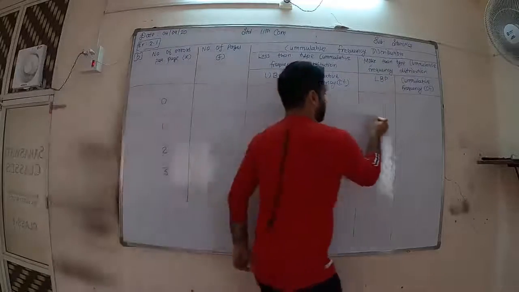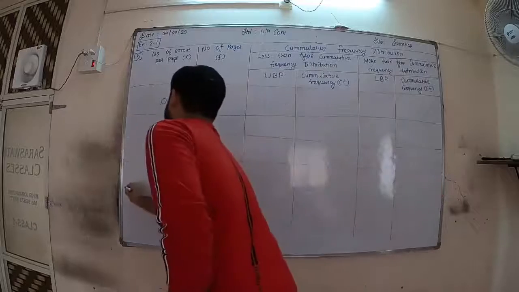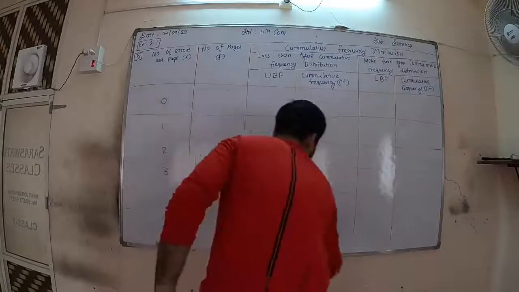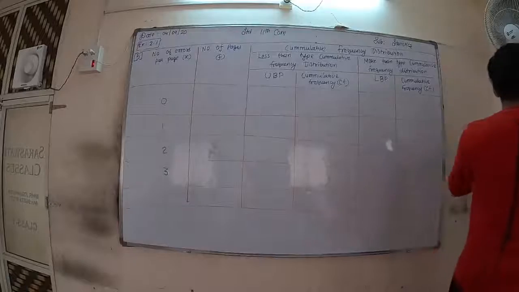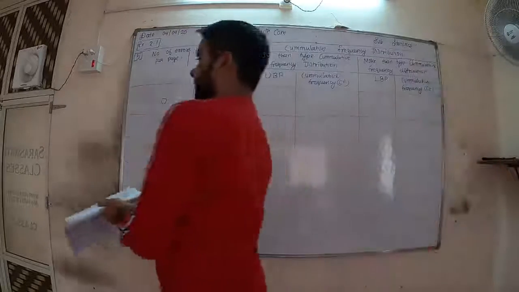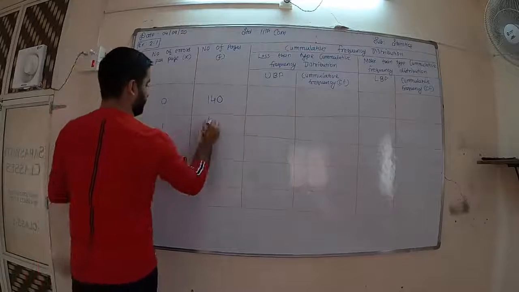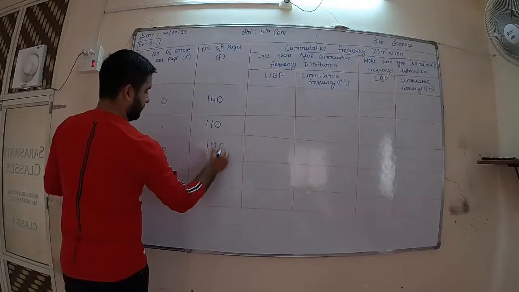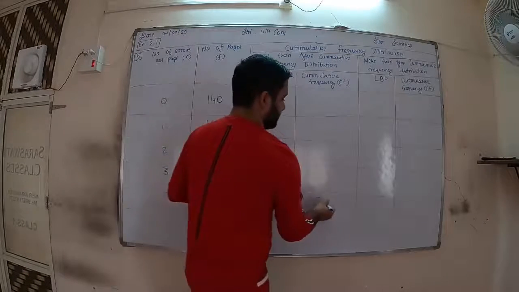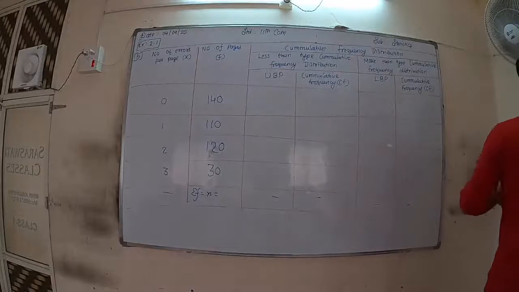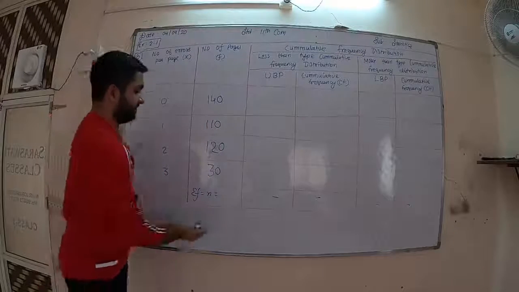These are our columns, rows and columns. I am writing the frequency: 140, 110, 120, 30. Sigma F is equal to N. Friends, now I am taking the total: 140, 110, 120, 130, 400.